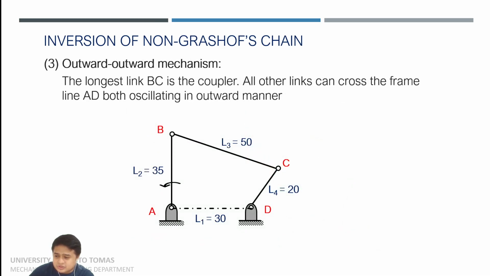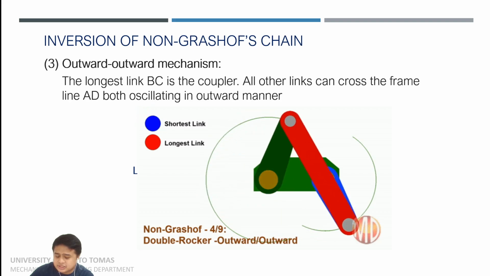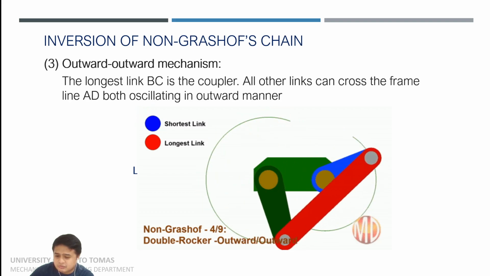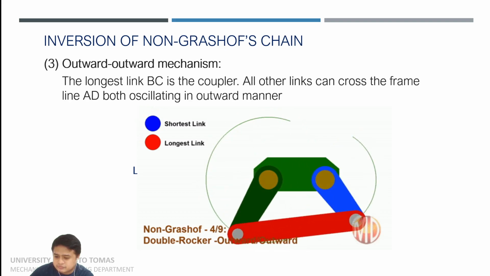So moving on, we have the last one, the outward mechanism. If the longest link is the coupler, as you can see here, L3 or the coupler, the connecting rod between the two cranks or the two rockers. It depends on whether it is called a crank or a rocker, but anyway, they can be used interchangeably. So if the longest link is the coupler, then it is an outward mechanism. As you can see here, if you try to revolve this mechanism, it cannot fully revolve, but will only have an outward motion. Okay.